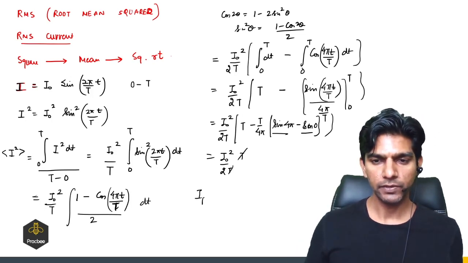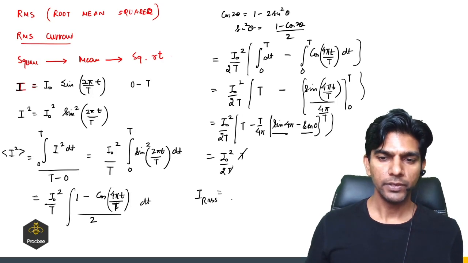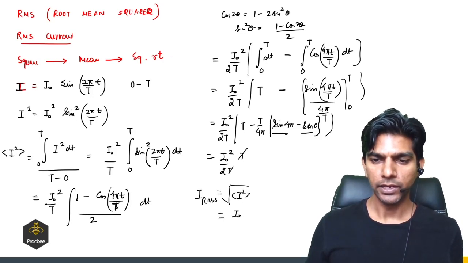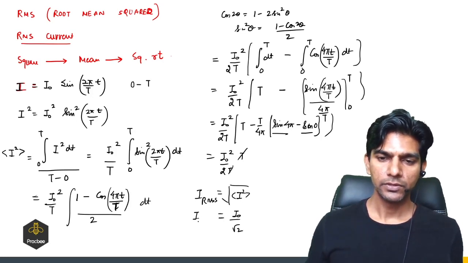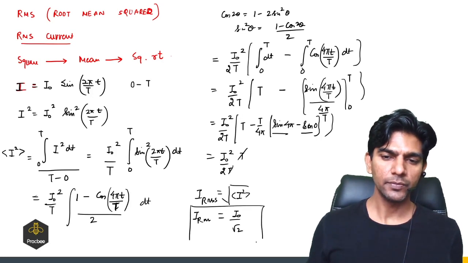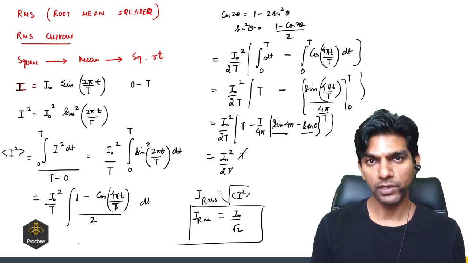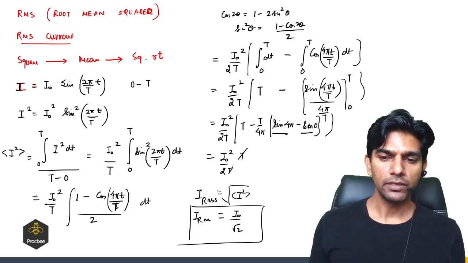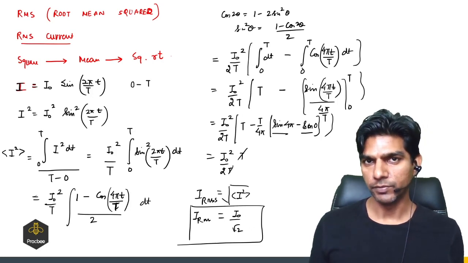Now the RMS value will be the root of the average value of I square. So this will be I naught by root 2. So that you can remember. This is the RMS value of a sinusoidally varying current. I naught is the peak value, and divide this by root 2, you will get the RMS value.